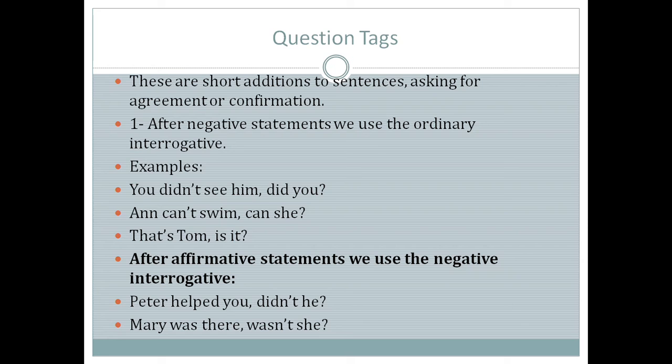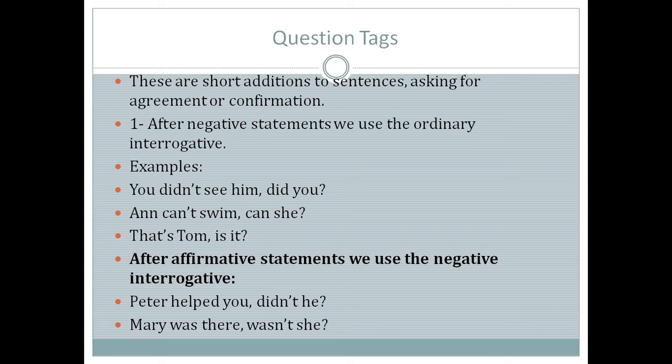If the statement is negative, the tag should be affirmative. If the sentence is affirmative, the tag should be negative. So you didn't see him, did you? So did you is asking for agreement or confirmation. It's not a question to get information here.